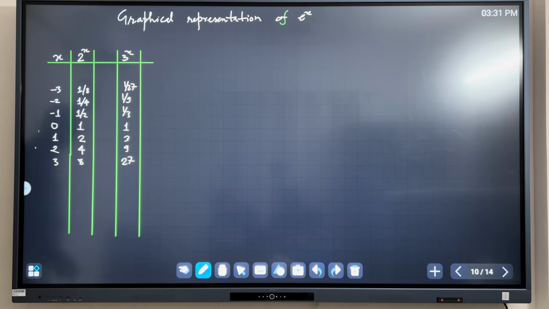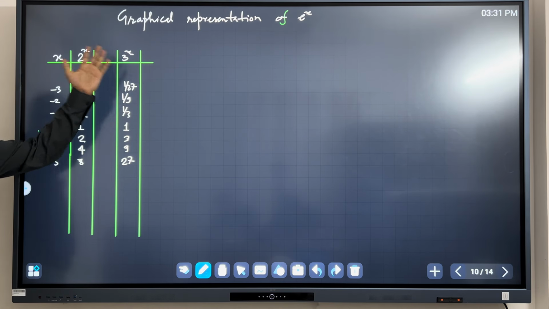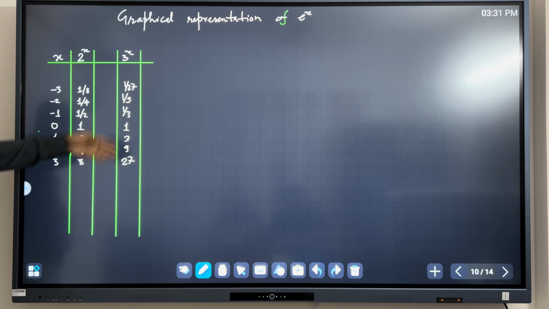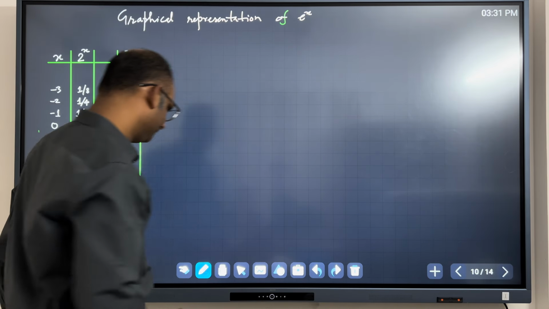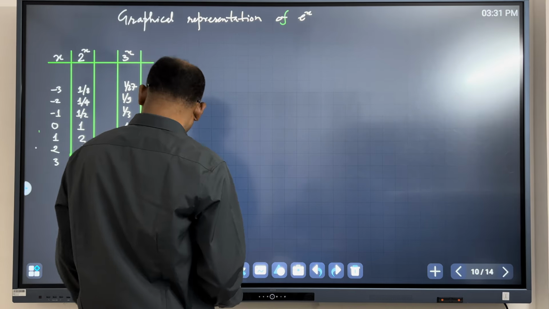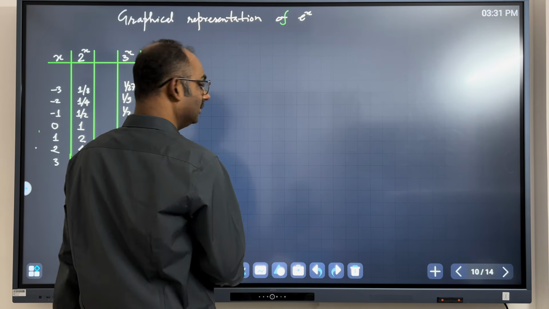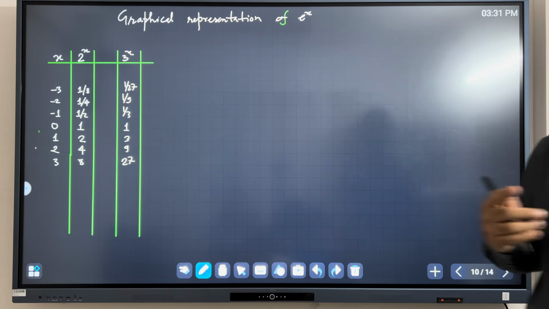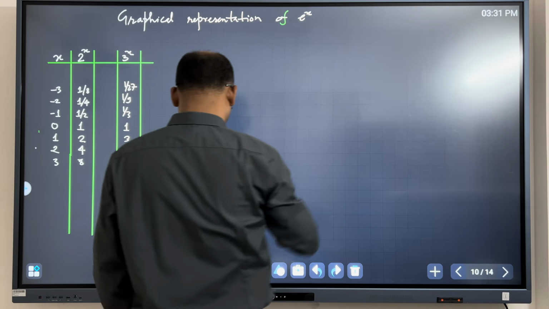One thing you see is that these exponential functions never become negative, right? For both negative and positive values of x, they are always positive. So let's plot this.